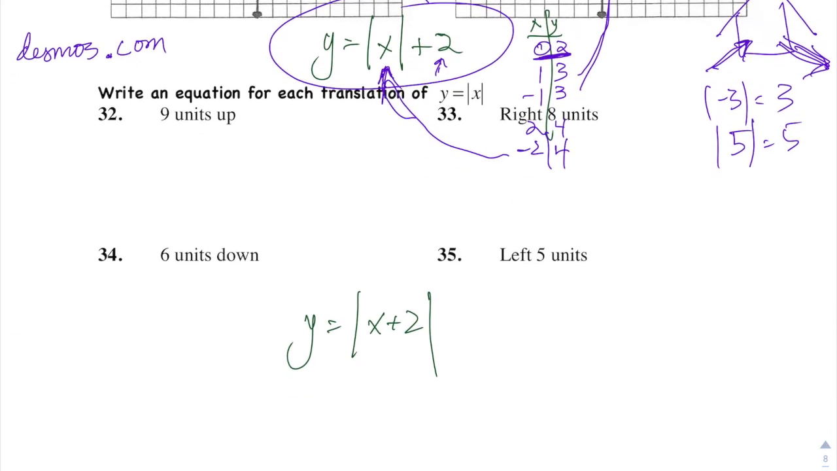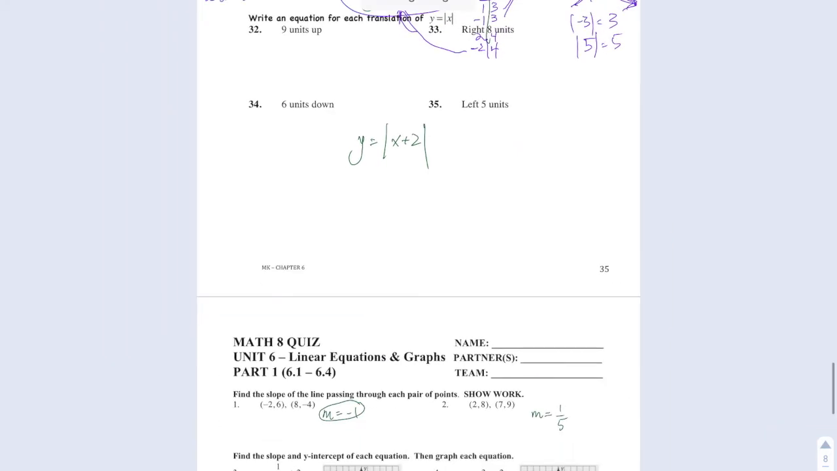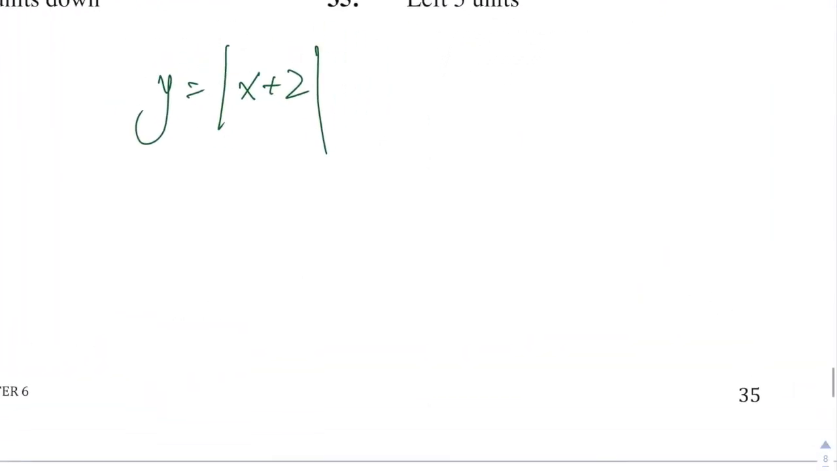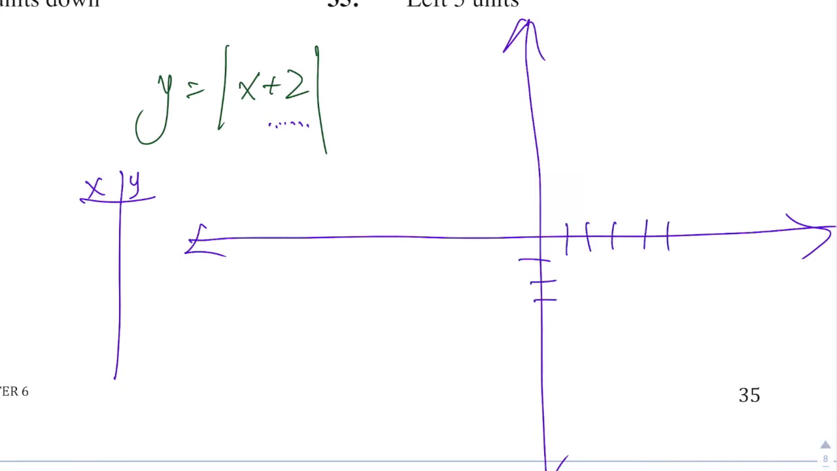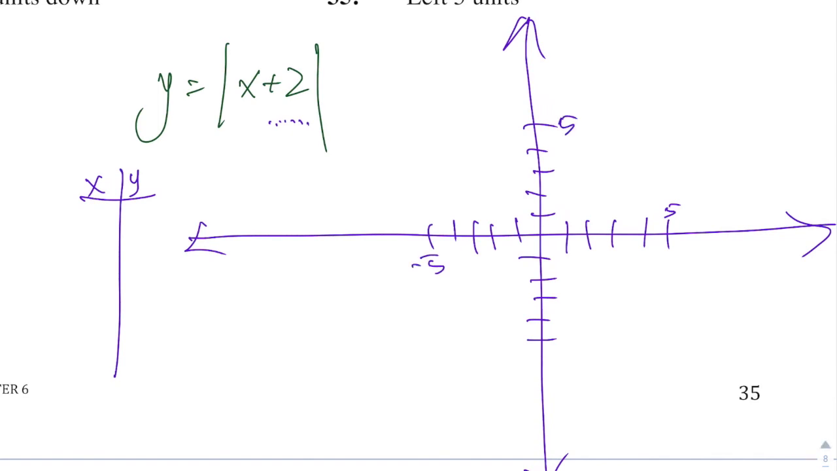Now, left and right are a slightly different story, so let's practice on this. y equals absolute value of x plus 2. I told you there's an explanation. We know this is moving left and right because the adjustment is inside the absolute value. So if you're ever unsure whether it's gone left or right, you just simply plug in some points.